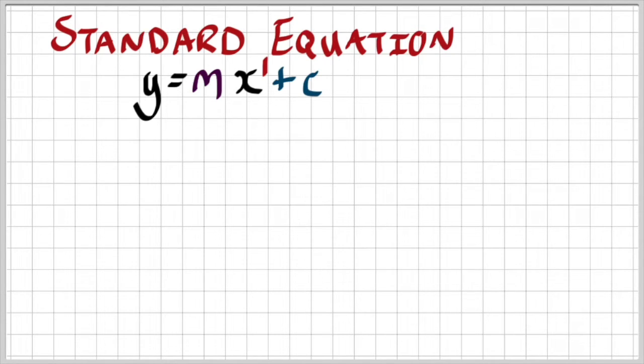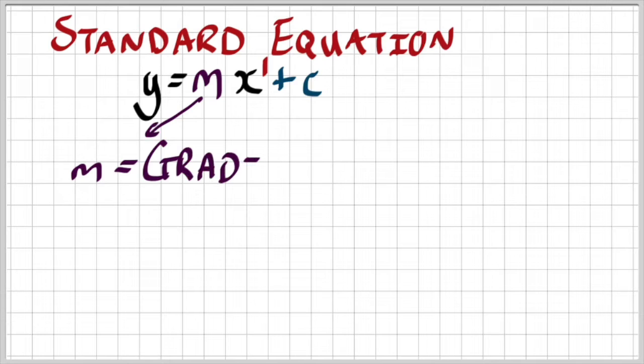But when it comes to straight lines, which form the basics of all future graphs, you have to know that there are two specific things you can always read off from the standard equation. The first thing, ladies and gents, is the m value, which is the gradient of the graph. So m represents gradient.